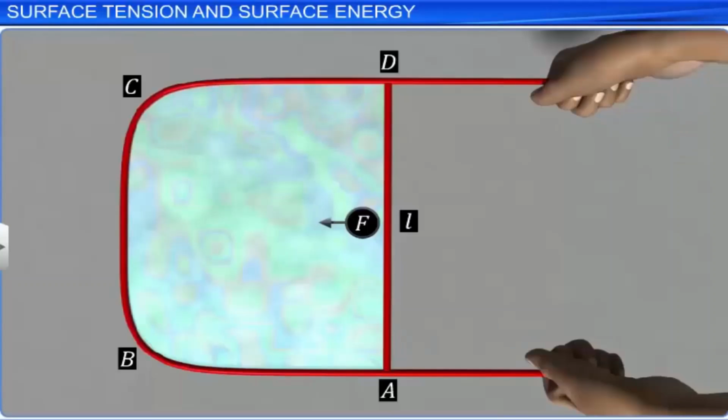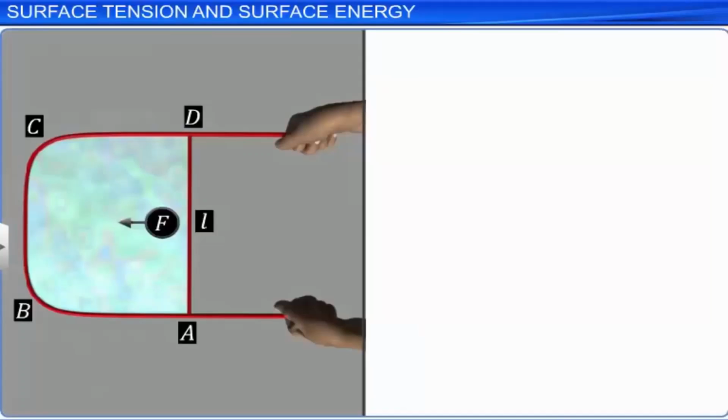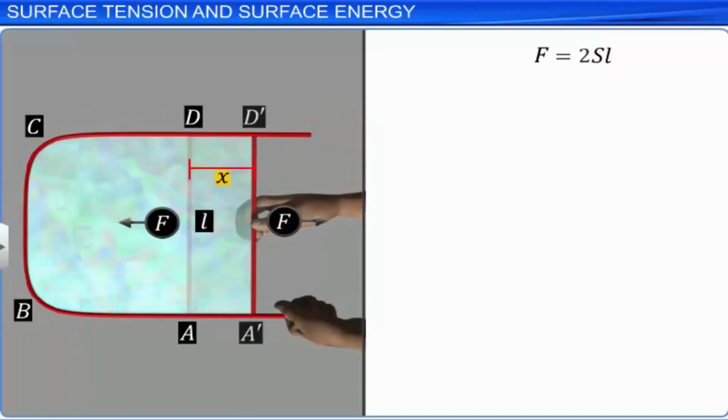The net force on the wire due to both surfaces is expressed as F is equal to 2S into L, where S is the surface tension of the soap solution. Now, if the wire is slowly pulled through a distance x to increase the area of the film, the minimum force required is 2SL. The total increase in the area of the film is 2 times L into x.